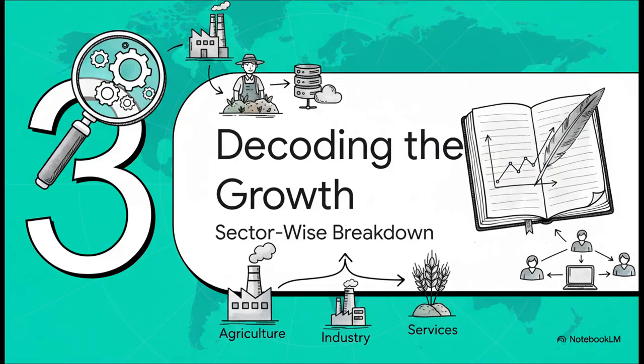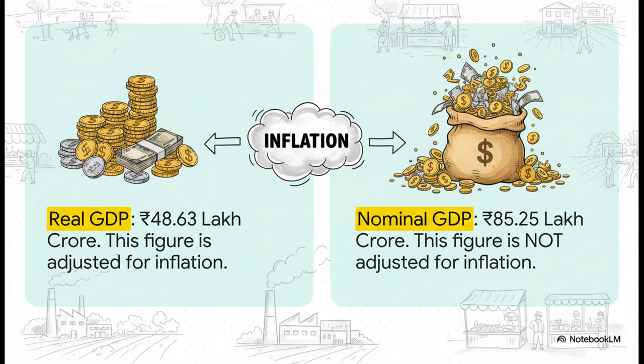All right, so those headline figures are impressive. But for a mains answer, just stating the big number isn't enough. The real insight, the kind that gets you those high scores, comes from digging deeper. So let's break these figures down and see where this incredible growth actually came from. And remember our question at the start? This is where that difference between real and nominal gross domestic product becomes so clear. In this quarter, the real GDP stood at 48.63 lakh crore rupees.